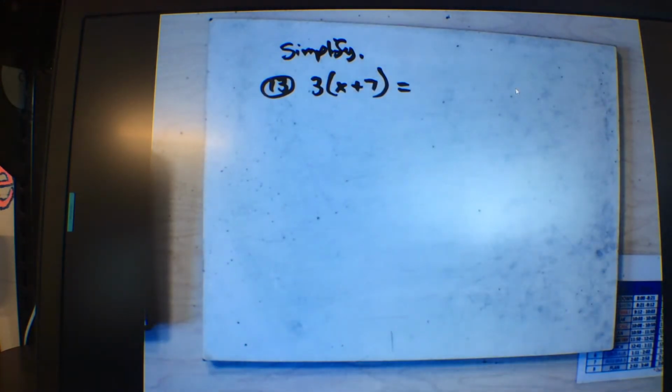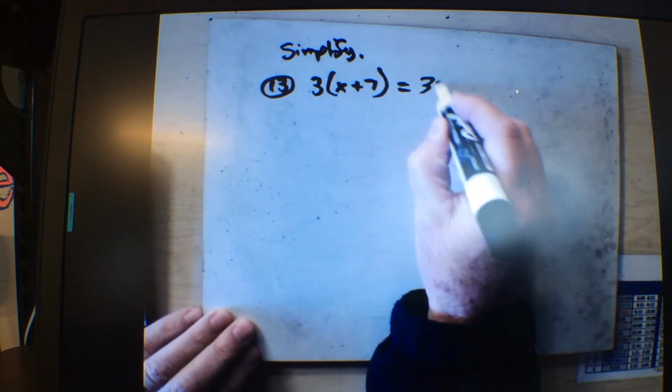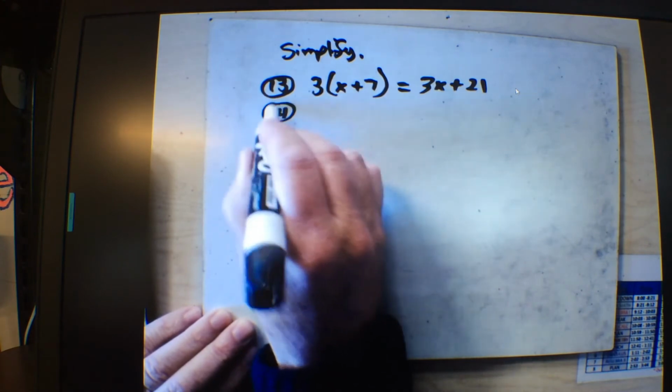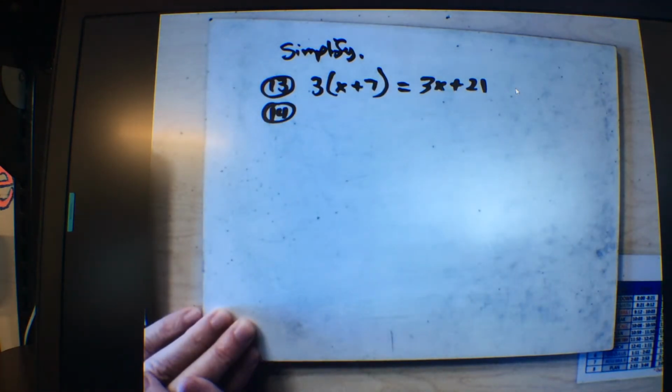Three times quantity x plus 7. Would you simplify that, please, for me? This section is also one that students struggle with. Ryan, what'd you get? 3x plus 20. All right, what property did I use? Distributive. Very good, the distributive property. Excellent. Chuck, do you understand that?